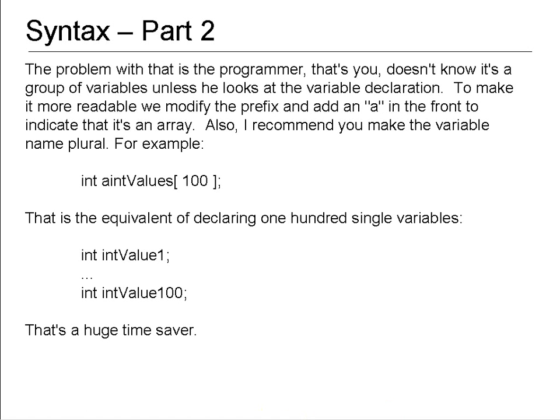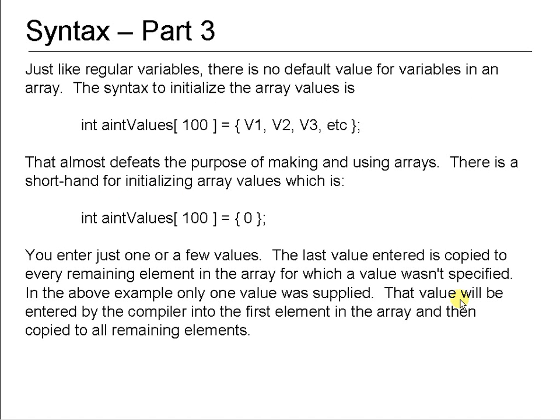The problem with that is the programmer, that's you, doesn't know it's a group of variables unless he looks at the variable declaration. To make it more readable, we modify the prefix and add an a in front to indicate that it's an array. I also recommend that you make the variable name plural. So for example, we have aIntValues. So that is an array of integers, and notice the little s, make it plural. That's the equivalent of declaring 100 single variables, int value 1 all the way through int value 100. Isn't that a huge time saver? Very cool.